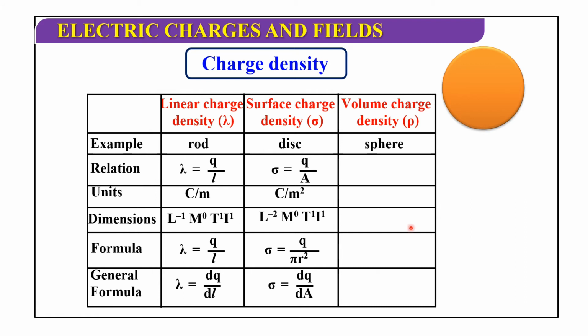Next, volume charge density. Here we are taking a sphere as the example. So rho is equal to q by V. The units are coulomb by meter cube. Its dimensions are L power minus 3, M0, T1 and I1. Its formula is rho equal to q by 4 by 3 pi r cube, and its general formula is rho equal to dq by dv.